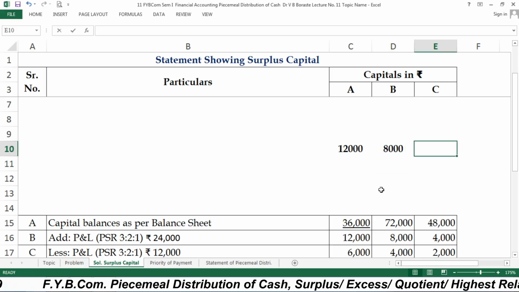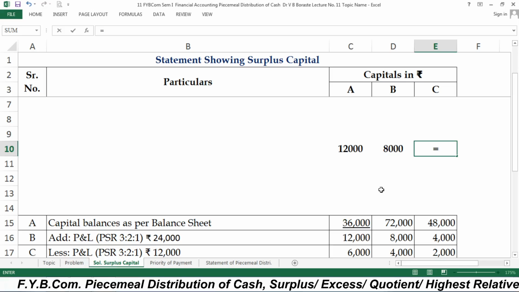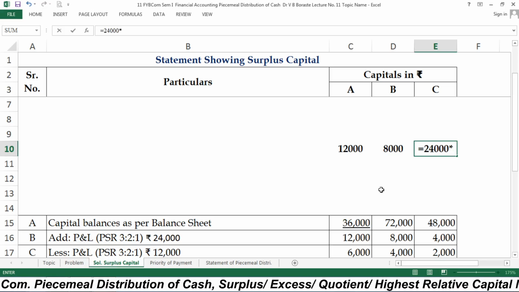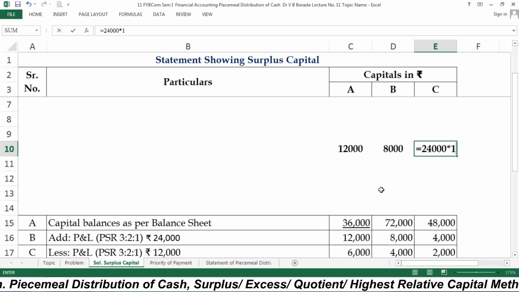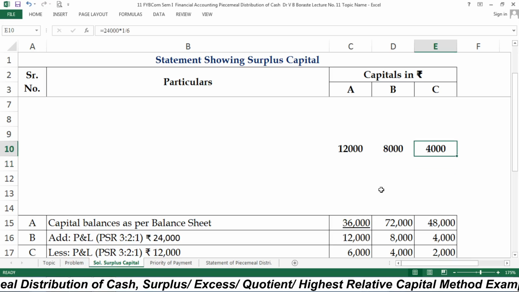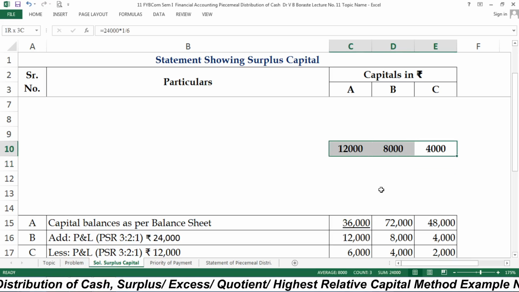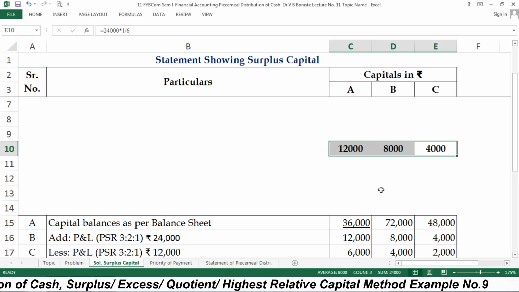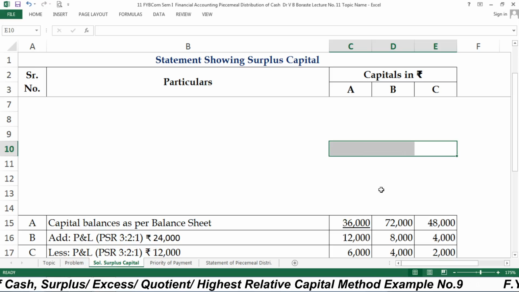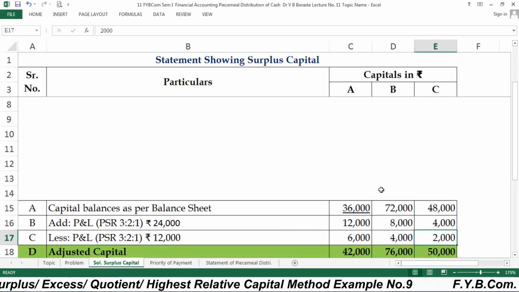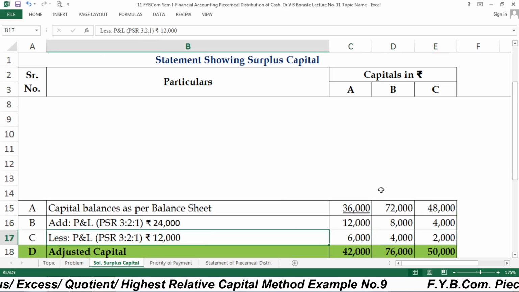And in the same way, Mr. C will receive 4,000 out of 24,000. So 24,000 into 1 share divided by 6. So this is the answer of profit sharing, the profit and loss account on the liability side. That is, we have to add it in the capital balances. In the same way, we have to deduct the profit and loss balance which is given on the asset side.